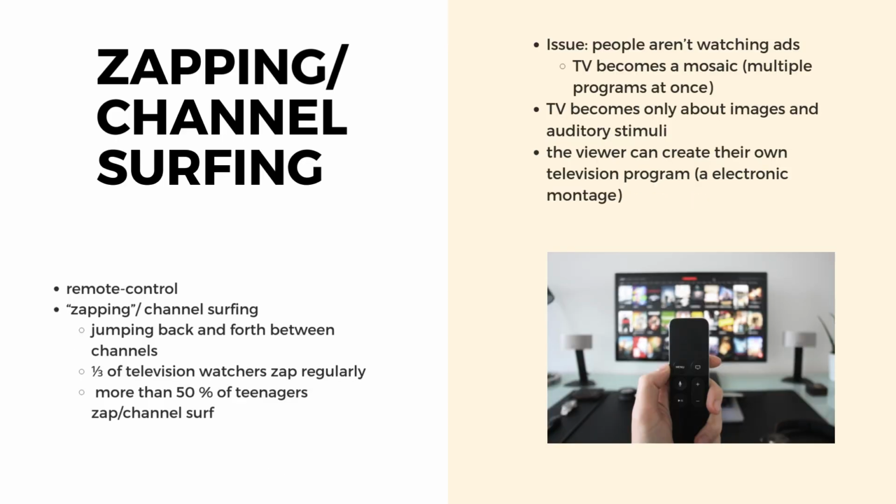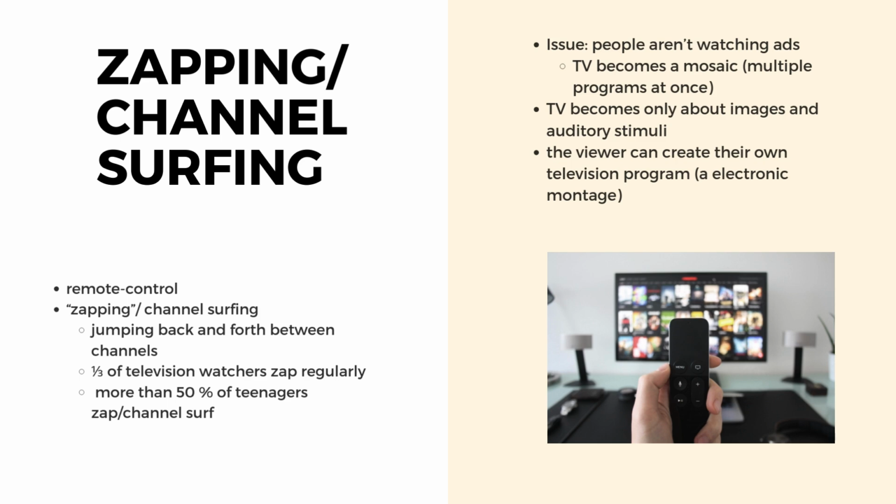So for zapping or channel surfing, because of the creation of the remote control, it gave people the ability to start doing this while watching TV. In case you're unaware, zapping is basically just like channel surfing and just jumping back and forth between channels. So if a show is playing and then it goes to an advertisement, you go to a different show that doesn't have advertisements currently playing. And so one third of television watchers zap regularly.